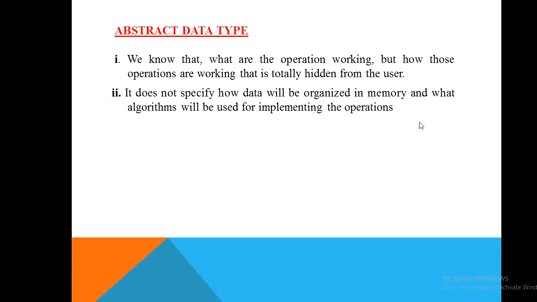In abstract data type, it does not specify how data will be organized in memory, and which algorithms will be used for implementing the operations. We don't know that. We simply know the operation, and we know what will be the result of that application or program, but we don't know the detailed implementation. That is totally hidden from the user, right?